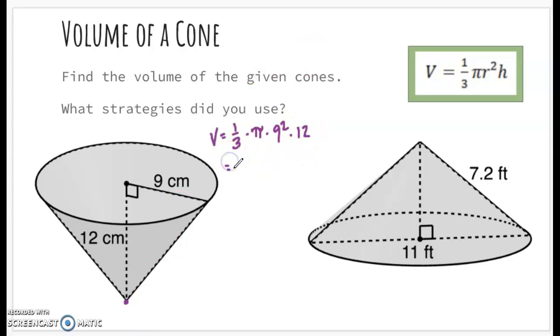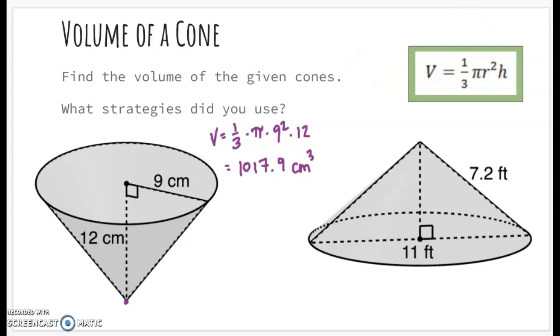Okay, and you could grab your calculator, right? 9 squared we know is 81, times 12 gives us 972. You could divide that by 3, gives you 324, times pi gives you 1017.9 when I round to the tenth place. And we want to make sure we use the correct label. We're finding volume. Volume is 3-dimensional, so that means that we're going to have centimeters cubed. Okay, that would be our volume.